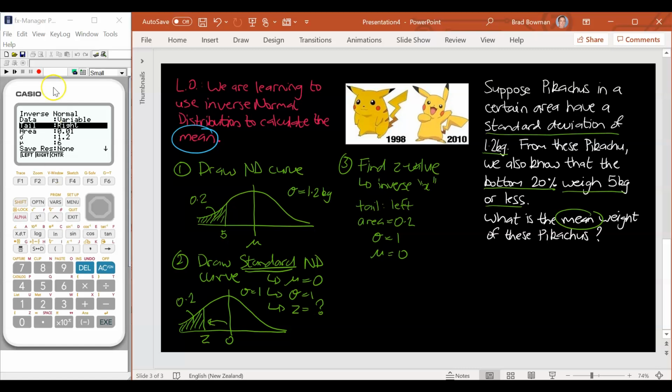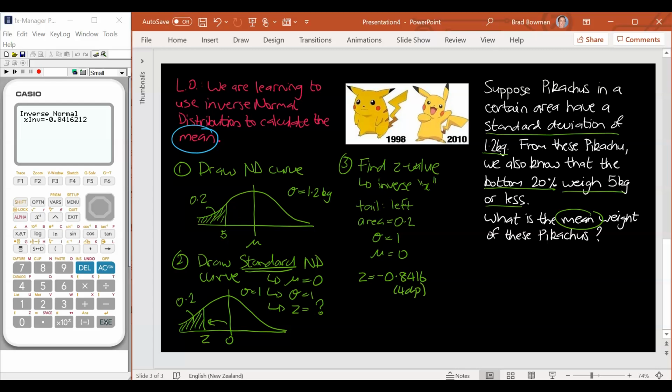So we're going to plug all that information in. So we've got a left tail, we've got an area of 0.2, we've got a standard deviation of 1 and a mean of 0. And we're going to go execute, and we can see that our x value, it says x, but this is actually our z value. Z is going to be equal to negative 0.8416, and that there had a 4dp rounding.